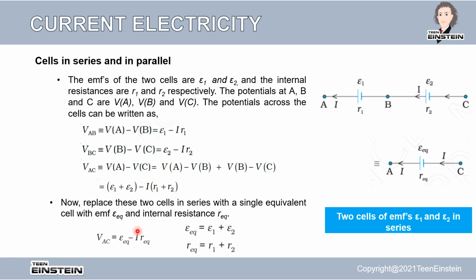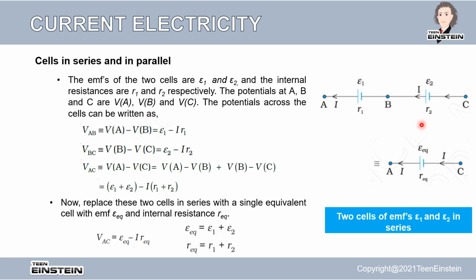Now, we can replace these two cells in series with a single equivalent cell like this. So let's consider that both of these cells produce an equivalent EMF, epsilon equivalent, and an equivalent internal resistance, r equivalent. If you compare these two equations, then you get epsilon equivalent equals epsilon 1 plus epsilon 2, and r equivalent equals r1 plus r2. So this is the equivalent result of having two cells in series combination. If you have two cells in series combination in this way, then you add the EMFs to get the equivalent EMF.